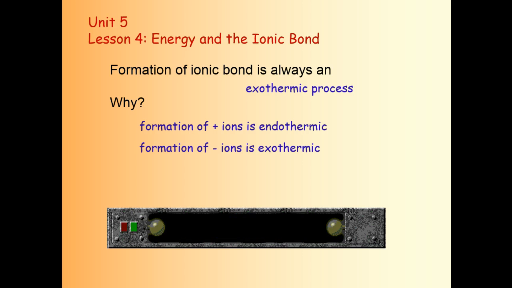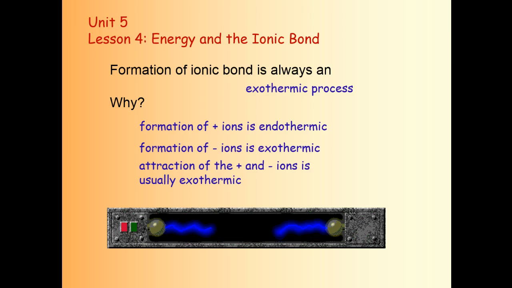Well, negative ions, you're gaining electrons, and an electron is like a little bundle of energy. And by the law of conservation of energy, a system has to remain constant in the amount of energy. So if you take in an electron that has energy, then energy is going to be released. That's an exothermic process. Overall, when you have the attraction of the positive and negative ions coming together, that is generally an exothermic process. So the whole process in general is exothermic, releasing energy.